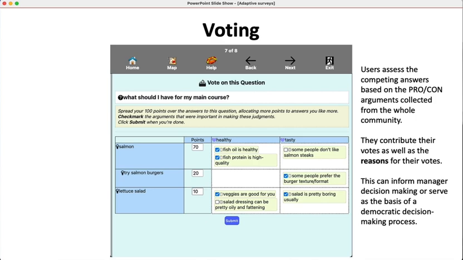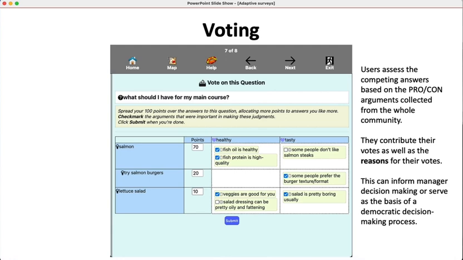Finally, the third main action that people will be asked to do is voting, where they're asked to assess the relative worth of the different answers that have been proposed by the different members of the crowd. And users can assess the answers by looking at the collection of the pro and con arguments that came from the whole community. So they can benefit from other people's perspective on the ideas. And when they vote, they also checkmark the arguments that they considered compelling when making their voting.